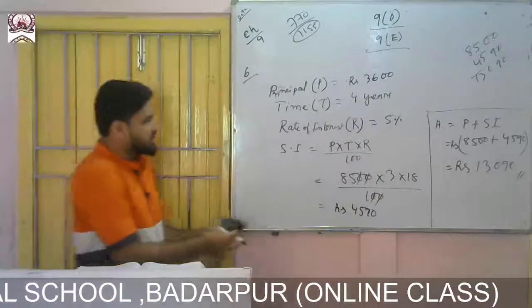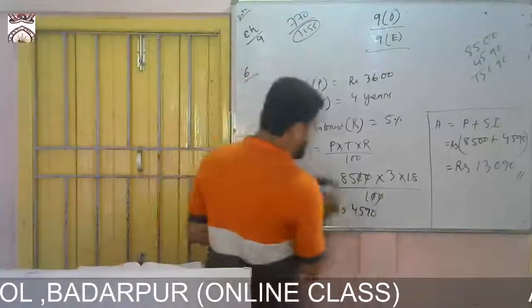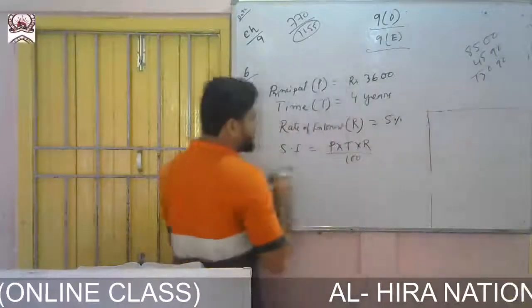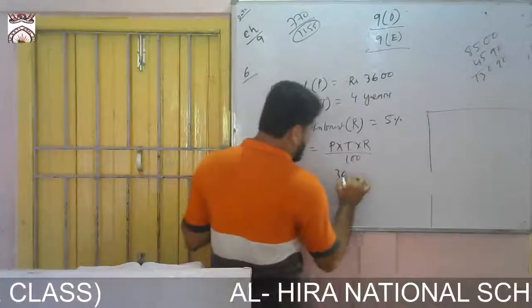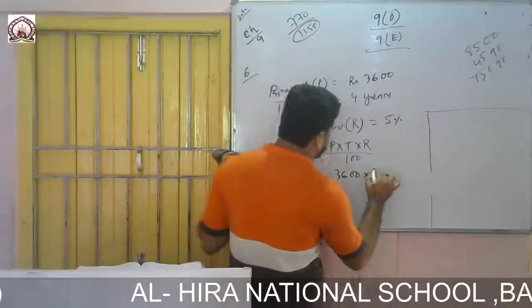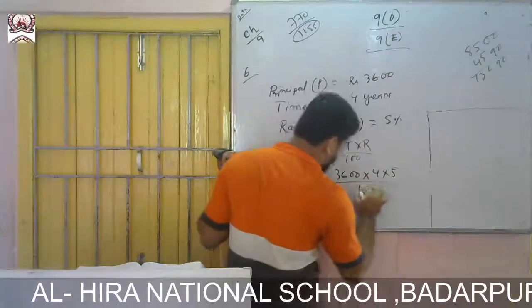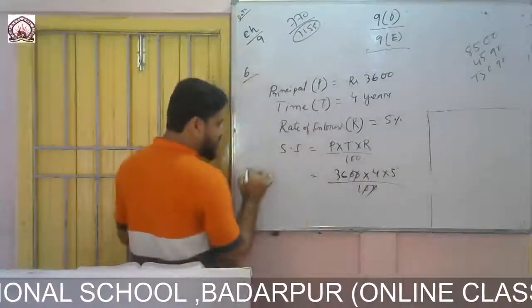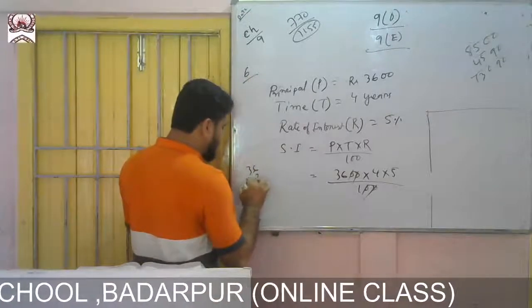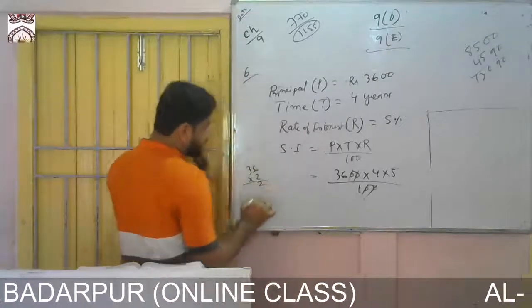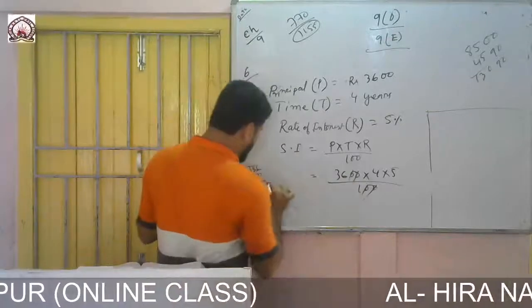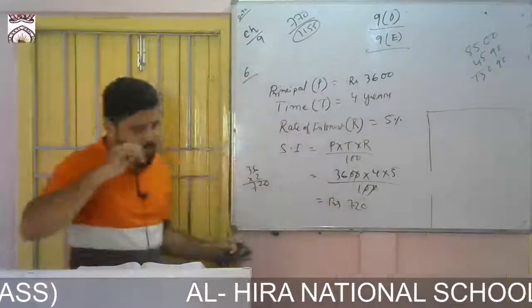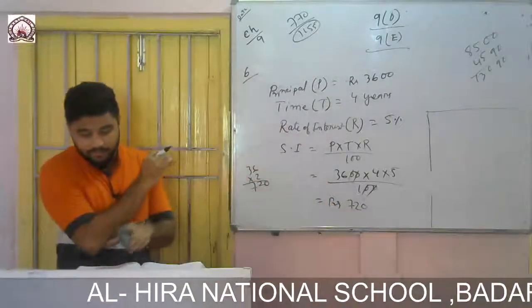So interest will be 3600 into time 4 into R 5 by 100. Zeros cancel, remaining 4 5s are 20. So 20 means 36 into 2, 72 and a 0. It will be rupees 720.